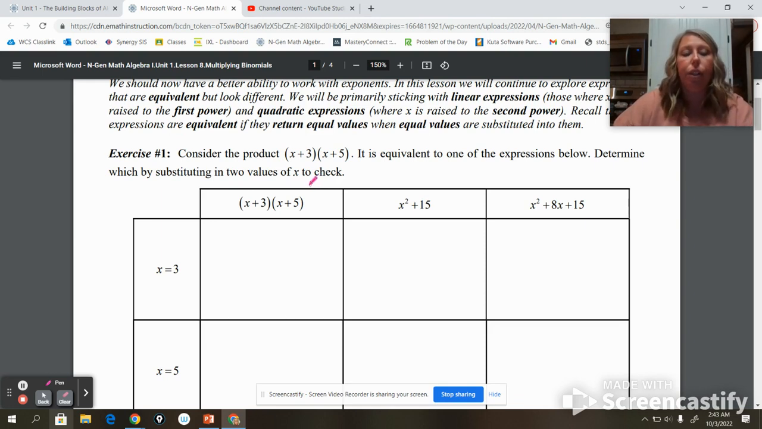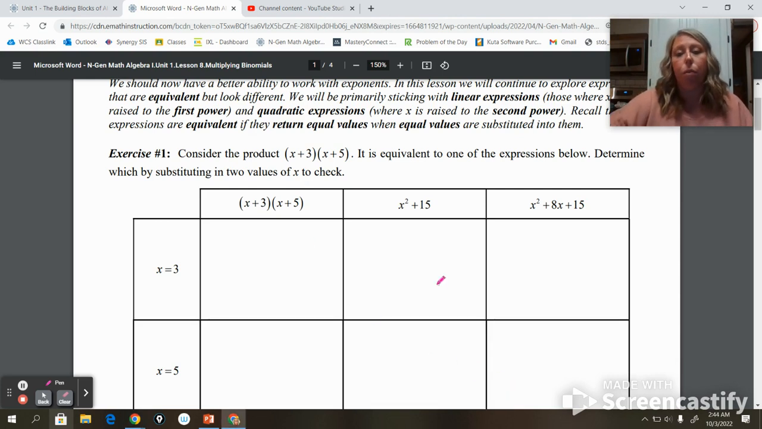Today in this lesson, you're going to learn a third way to multiply binomials, and then it's up to you to decide which of those methods makes the most sense to you and which one you want to use moving forward when you're solving these problems all on your own.